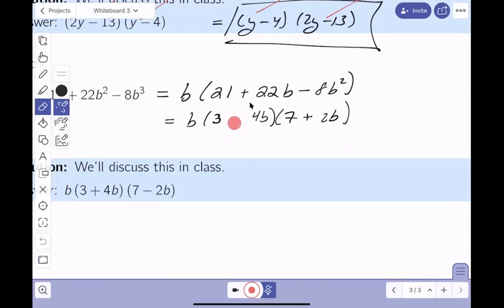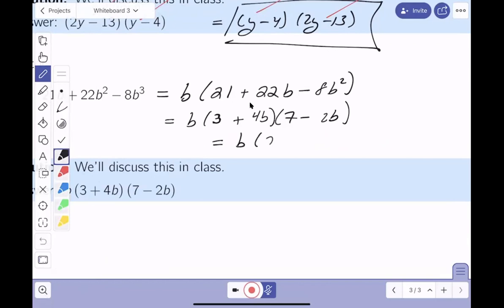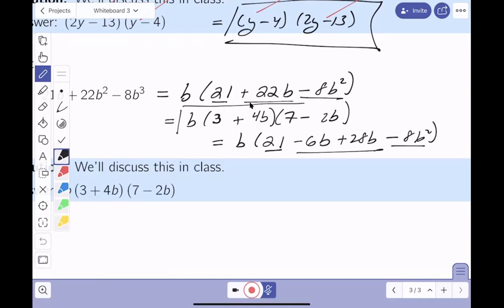I'm going to try plus here and minus there. See if it works. But if it doesn't work, I'll give up. I hate to tell you that. 3 times 7 is 21 minus 6B plus 28B minus 8B squared. Does that work? Well, you certainly get the first term. You certainly get the last term. Did I get the middle term? I certainly did. That's 22B. So now I have my answer. Put a box on it.